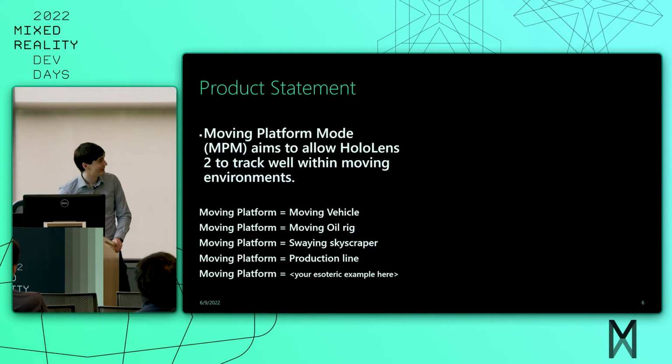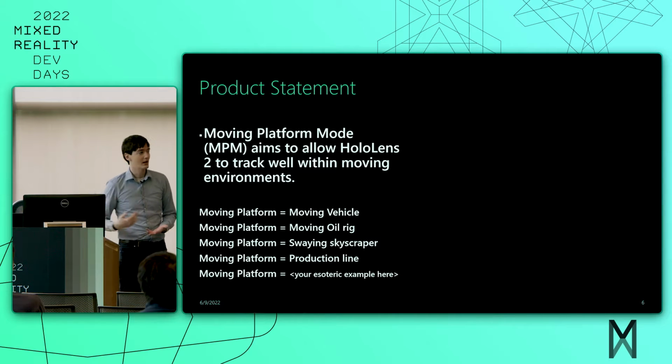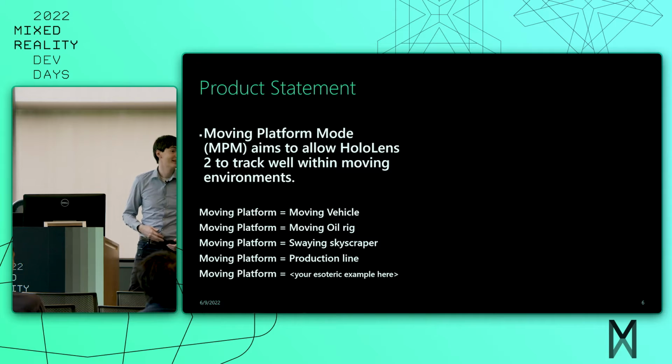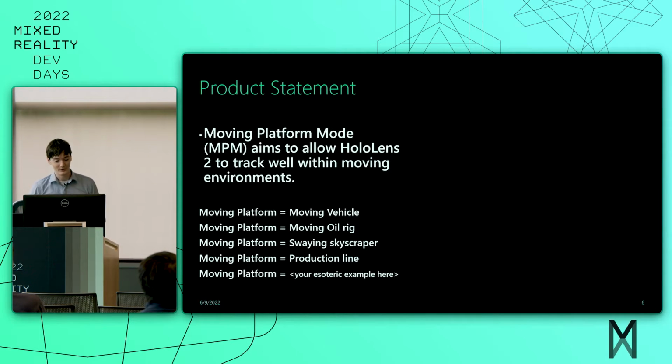A really, really strange one here, production lines. So for example, if you were a worker who's doing welding on a car production line, and perhaps you were doing this welding whilst the car moves along the production line, if you're on the inside of that car, or the primary visual features were inside the car, then you would also need to use this mode. So there are some strange situations where it's not explicitly vehicles, but this would be useful. And of course, your esoteric example here, there could be strange things I haven't thought about this mode would help with.